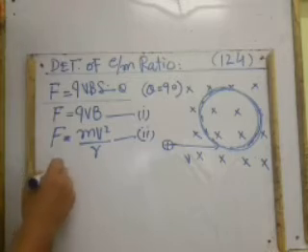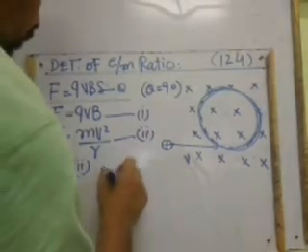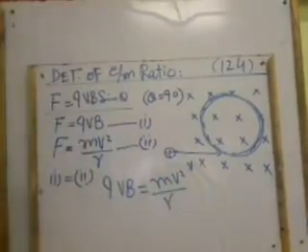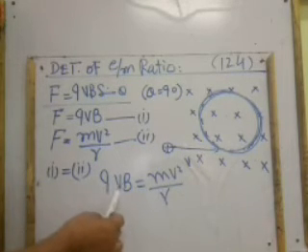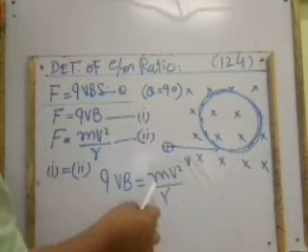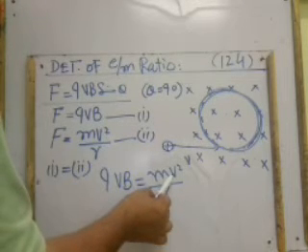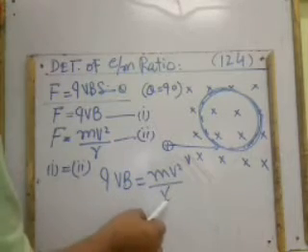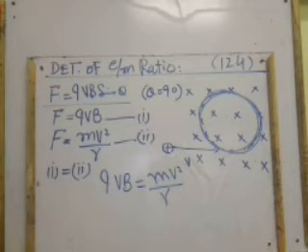Making equation 1 equal to equation 2, we have QvB is equal to mv square divided by r, where Q is the charge, v the velocity, and B the magnetic field. On the other side, m is the mass of the charge, v is the velocity squared, divided by r, where r is the radius of the circle along which the charge is moving.